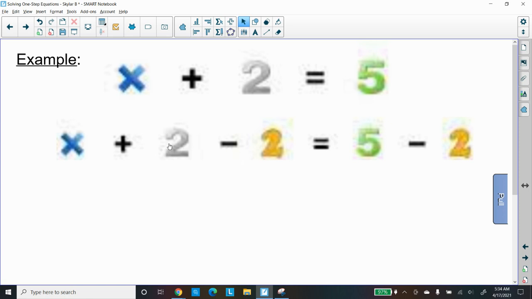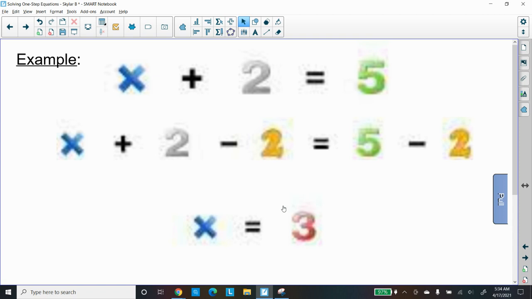So now when I combine that, plus 2 and minus 2, that's going to cancel out, leaving me with 0 on this side. And on this side, I have 5 minus 2. And 5 minus 2 will give me the answer, which is 3.